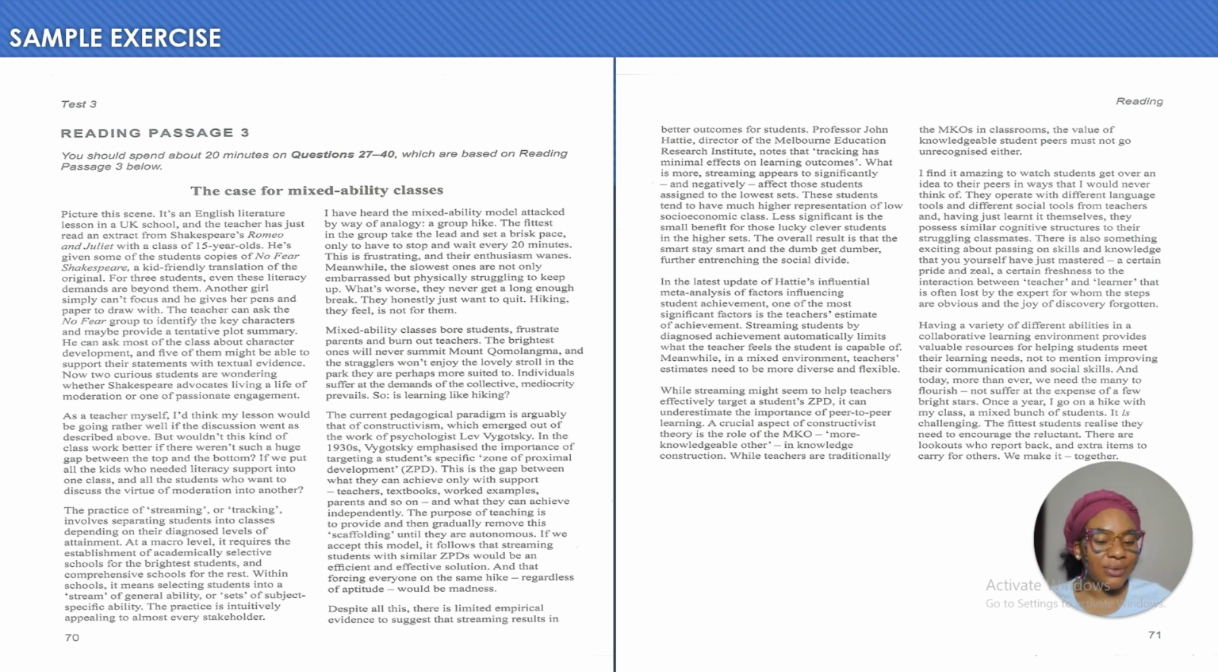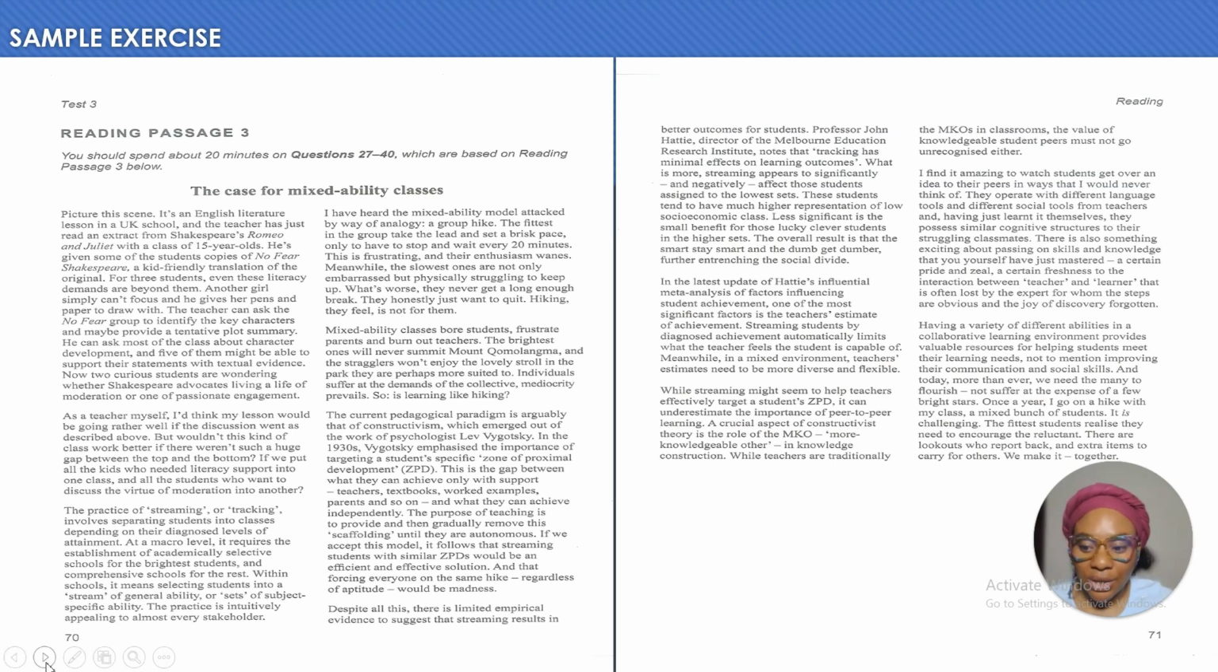So putting students together that have similar ZDPs, that have similar zones of proximal development, would be an effective solution. Whereas forcing everyone on the same hike, that's forcing everyone in the same class, regardless of aptitude, regardless of their ability, would be madness. So he does not support doing that. He'd rather group them according to their abilities. That is what the passage is saying.